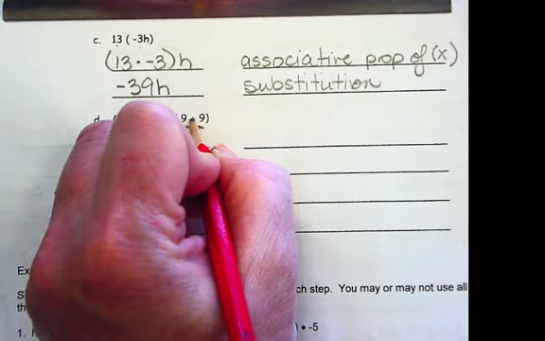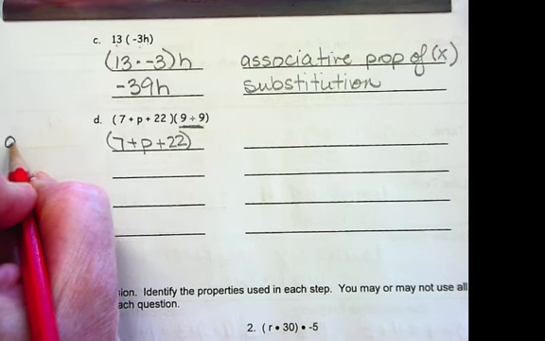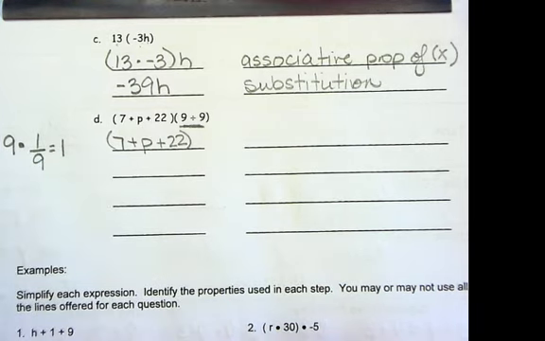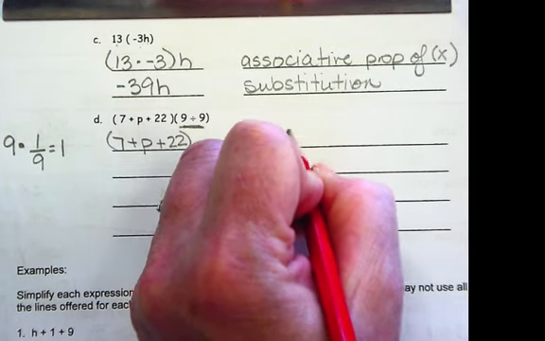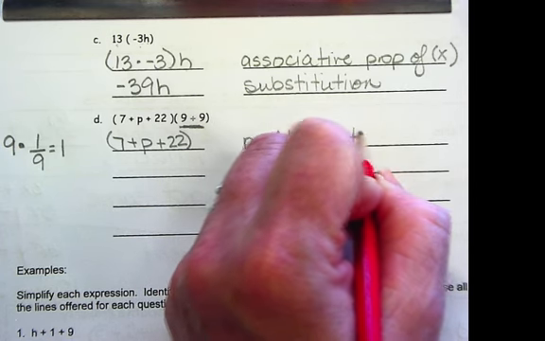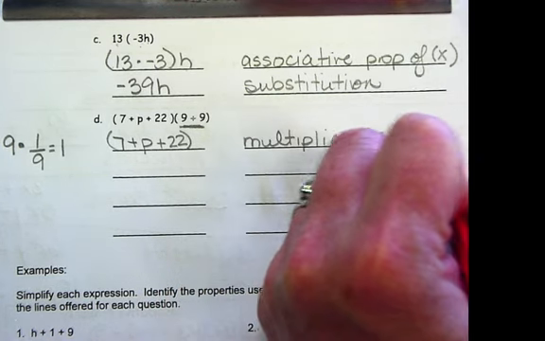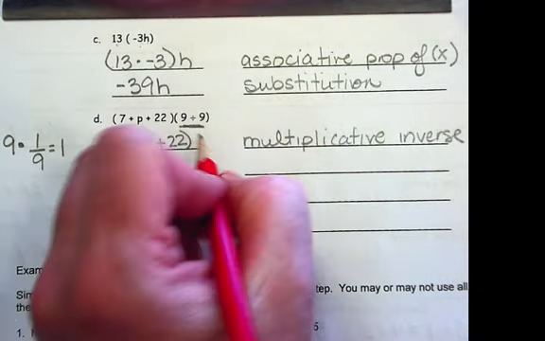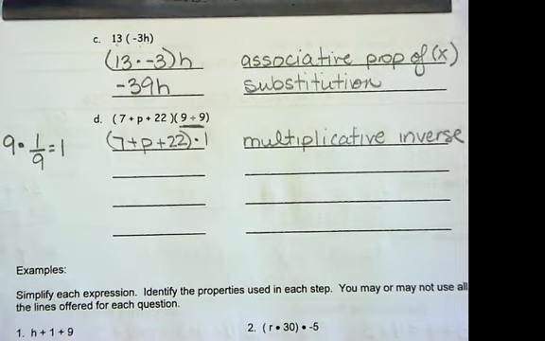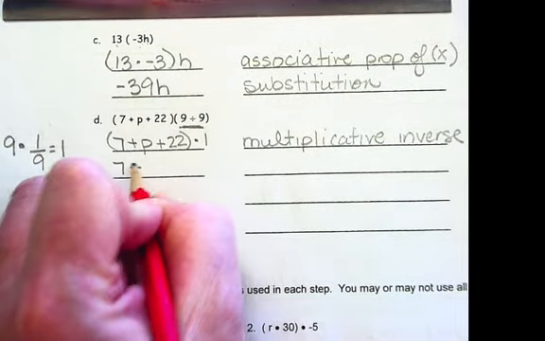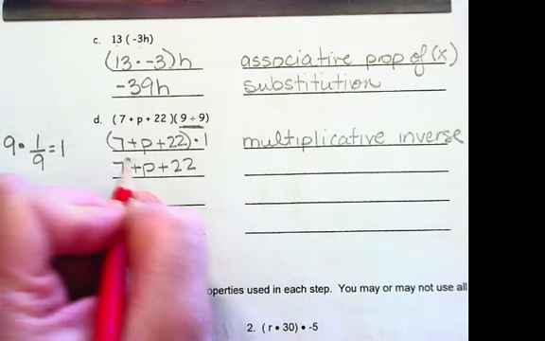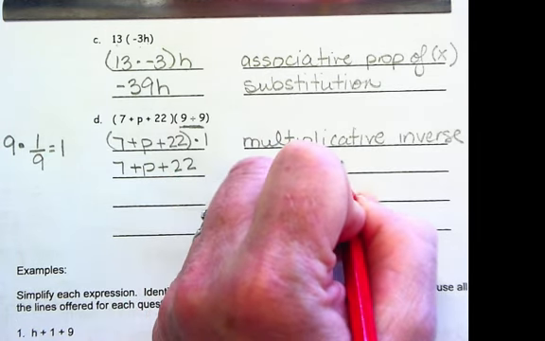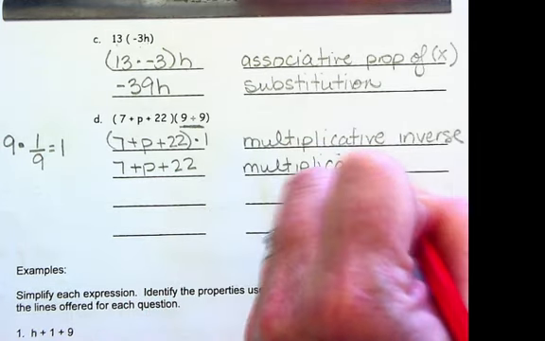And I have 9 divided by 9. So that, remember, is 9 times 1/9. And that gives me 1. Remember, that's multiplicative inverse property. That's my favorite answer for that. So multiplicative inverse. So that's going to give me the number 1. Now what's anything times 1? And we know that anything times 1 is itself because of the multiplicative identity property.